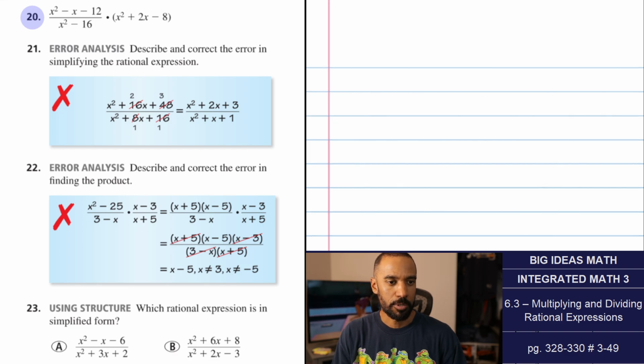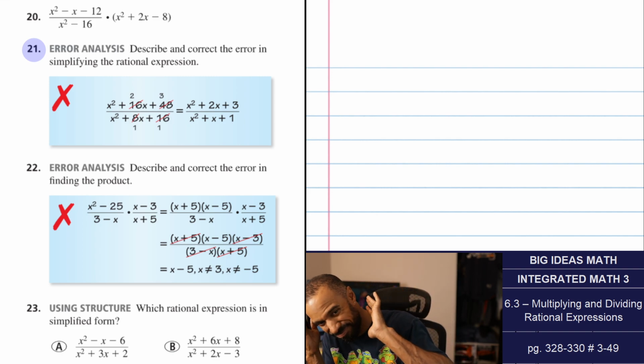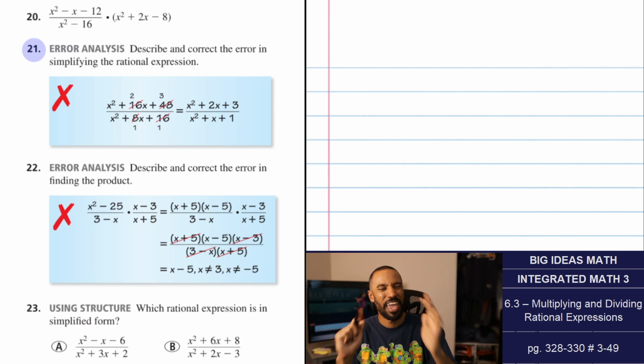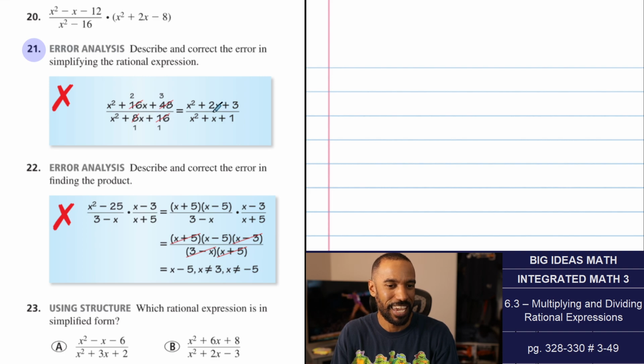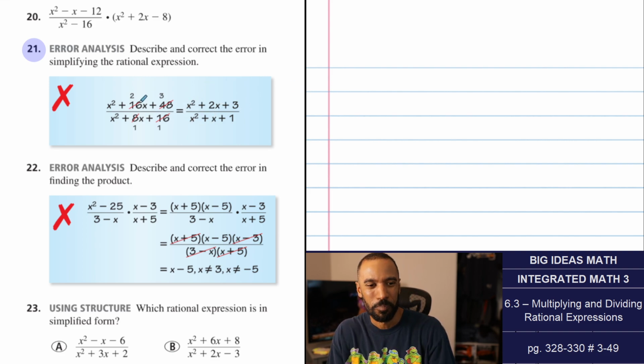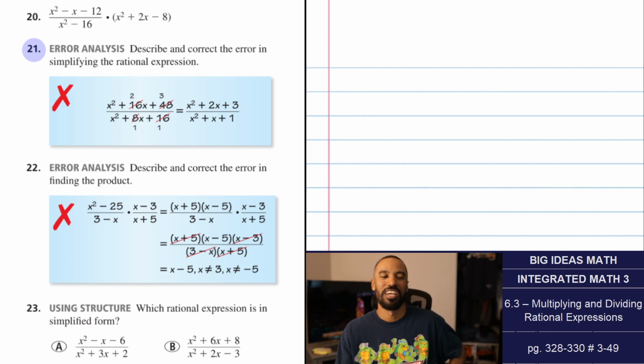Error analysis. Numbers 21 and 22. Describe and correct the error in simplifying the rational expressions. Well, it pains me to look at this. You can't do what they're doing here. This is just not allowed. Even if they did it, why didn't they cancel out the x's and the x squareds? Because you can't do that. But why do they stick to just these? Okay.